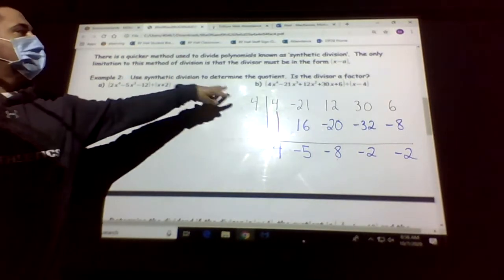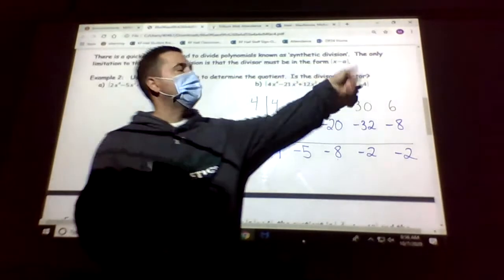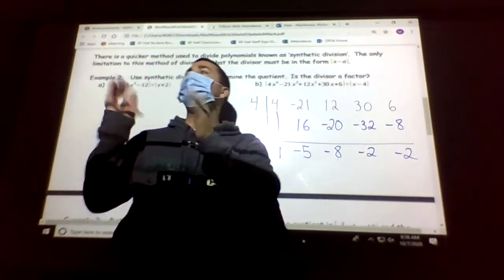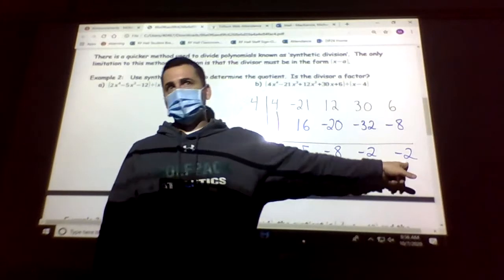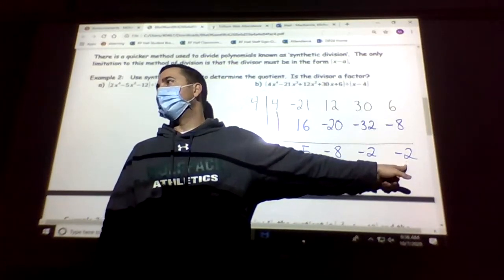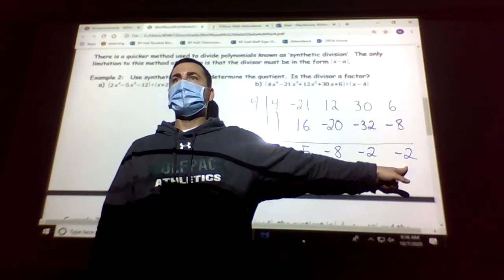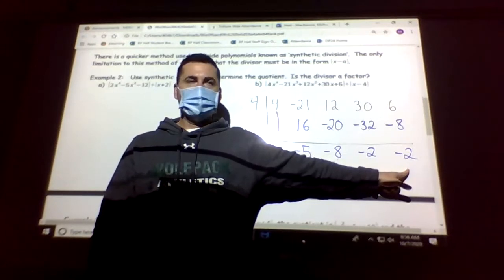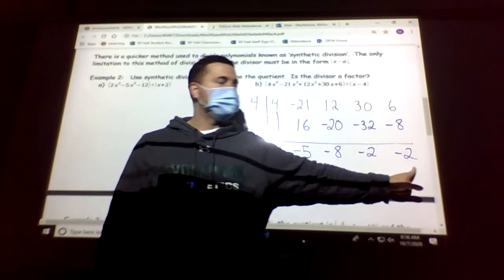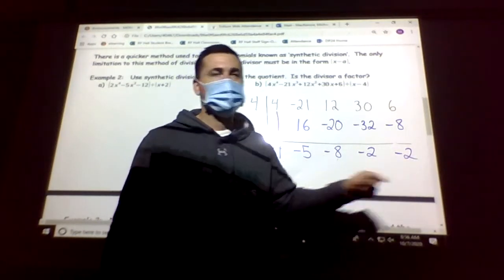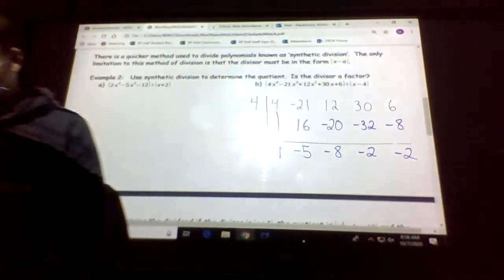So this is using synthetic division. Again, it's asking, is it a factor? It's a factor if this number is 0 at the end. Okay, this is your remainder right now. This has to be 0 in order for it to work. This is not a 0, so this is our remainder. So this is how it works.